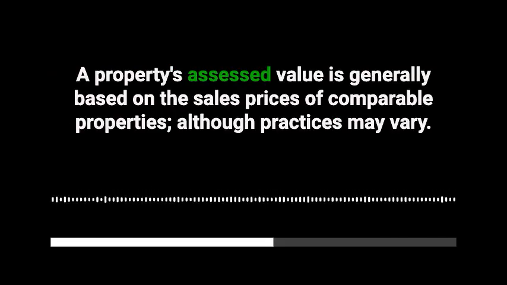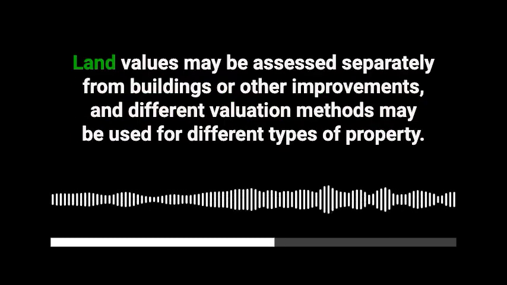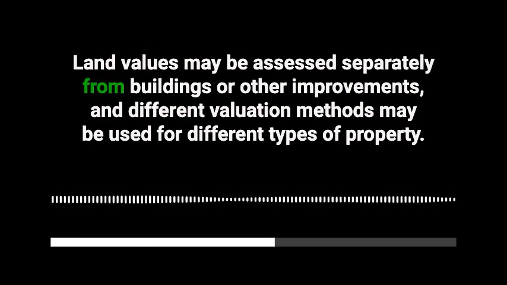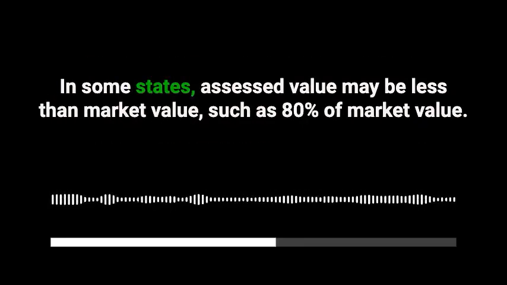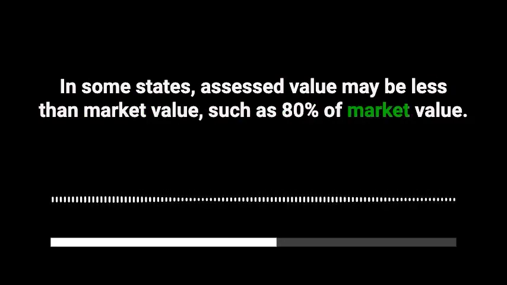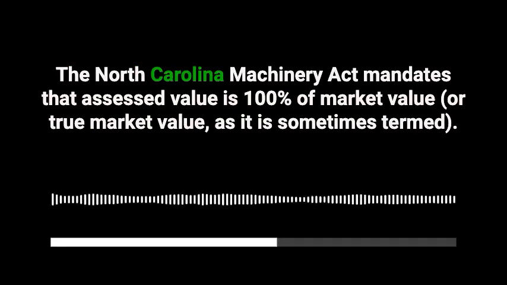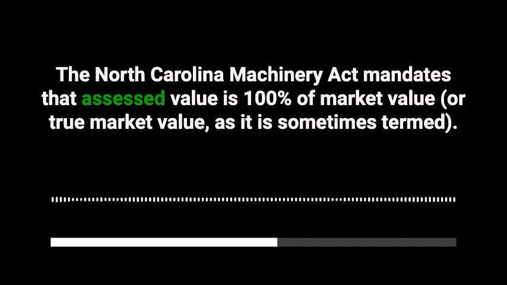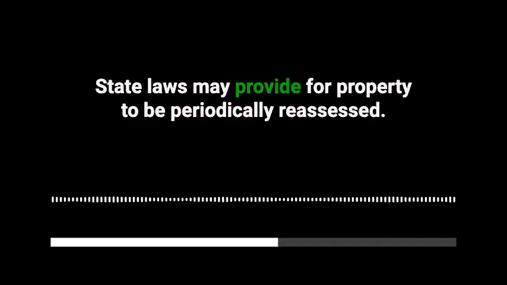A property's assessed value is generally based on the sales prices of comparable properties, although practices may vary. Land values may be assessed separately from buildings or other improvements, and different valuation methods may be used for different types of property. In some states, assessed value may be less than market value, such as 80% of market value. The North Carolina Machinery Act mandates that assessed value is 100% of market value. State laws may provide for property to be periodically reassessed.